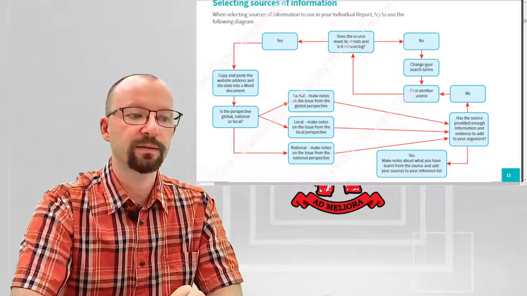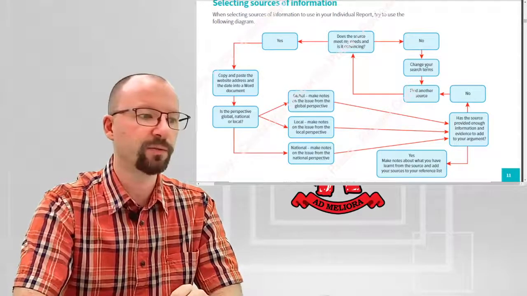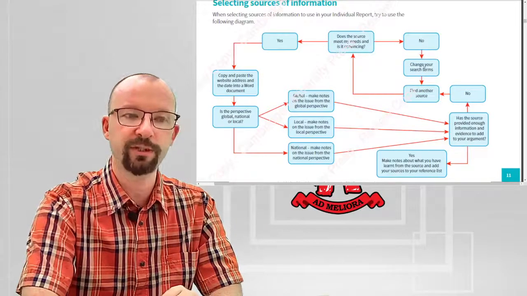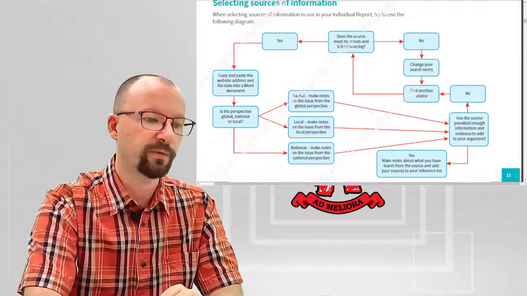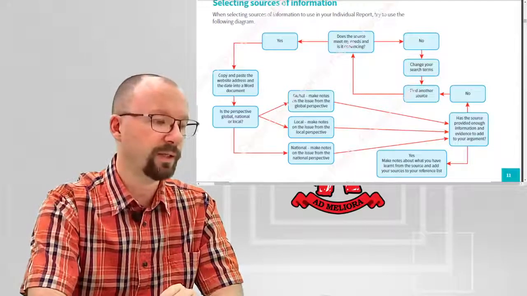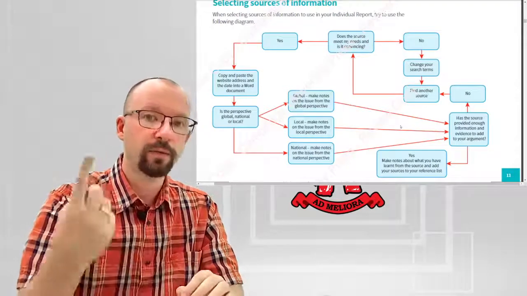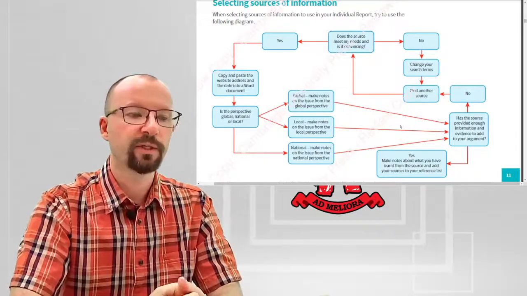And if the answer to the initial question, does the source meet my needs and is it convincing, is no, then change your search terms. And then you find another source. And then it can lead to yes to everything. And in that way you kind of go in circles.